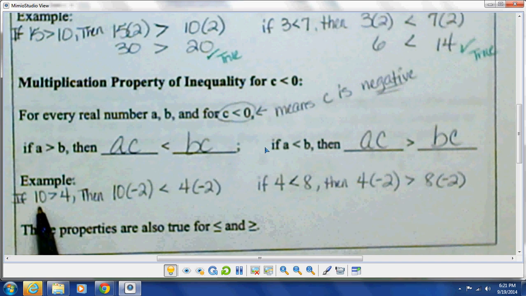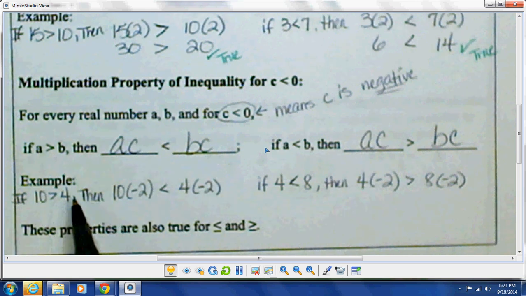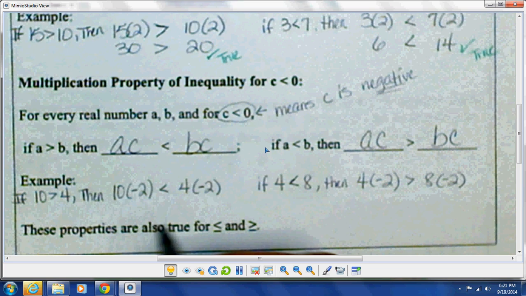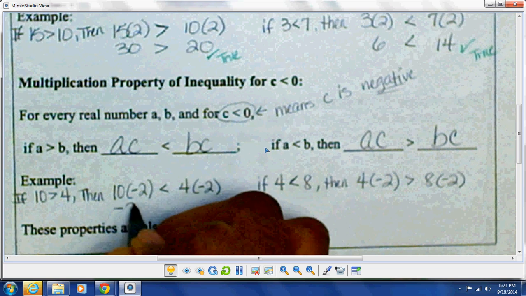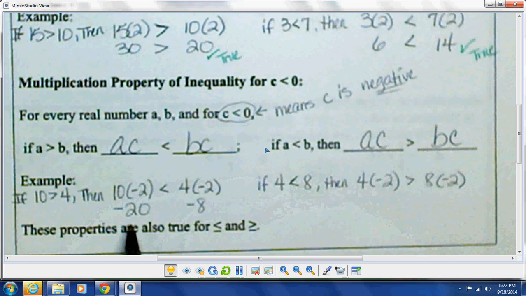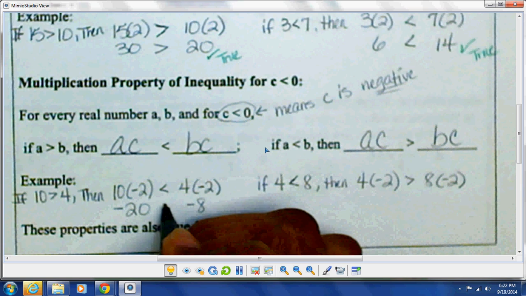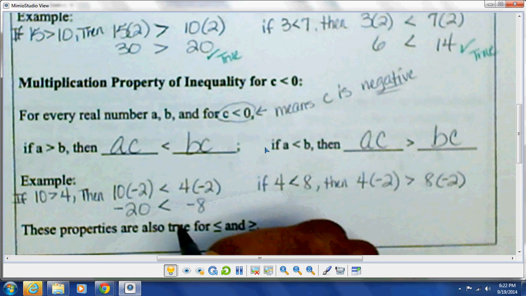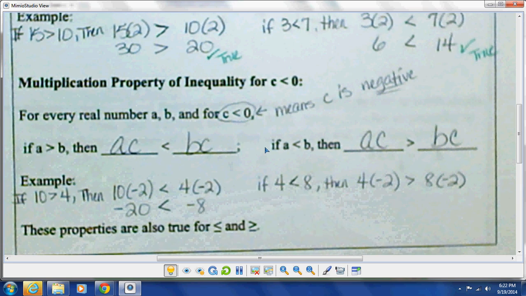So I plugged in 10 for A and 4 for B. My C is negative 2. So it says if 10 is greater than 4, then 10 times negative 2 should be less than 4 times negative 2. Let's check to see is that true. 10 times negative 2 is negative 20. 4 times negative 2 is negative 8. Is negative 20 greater than or less than negative 8? Remember, negatives are opposite, so the 20 in a negative is less than the 8 in a negative.